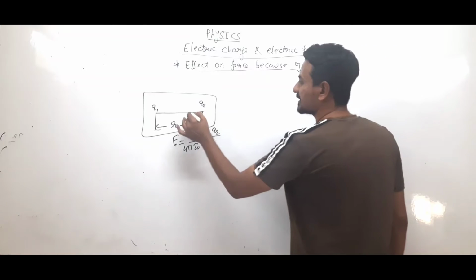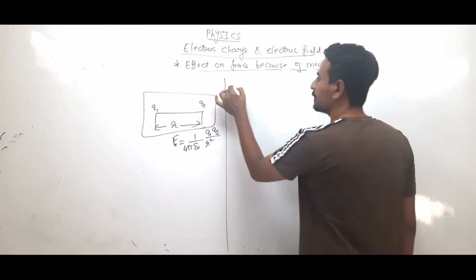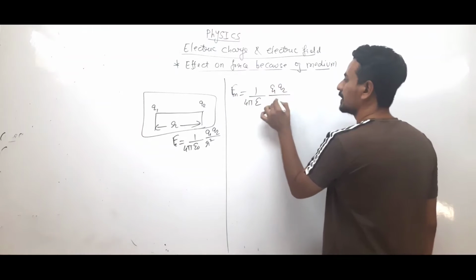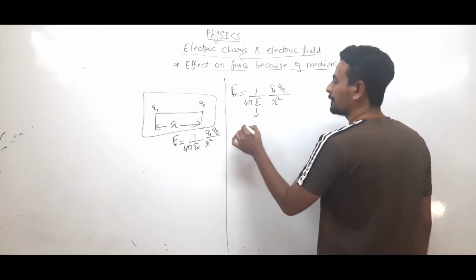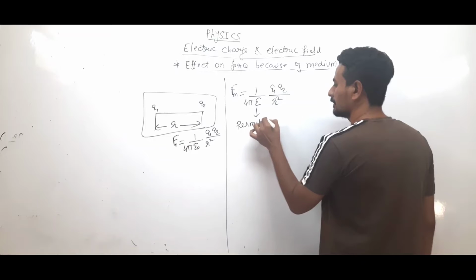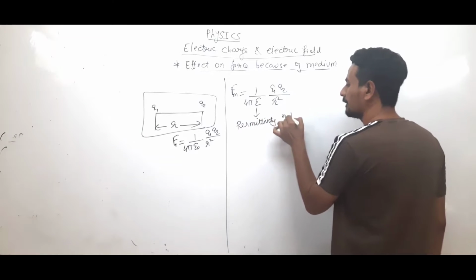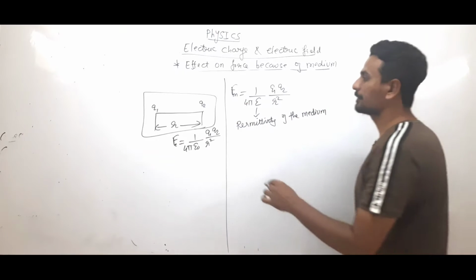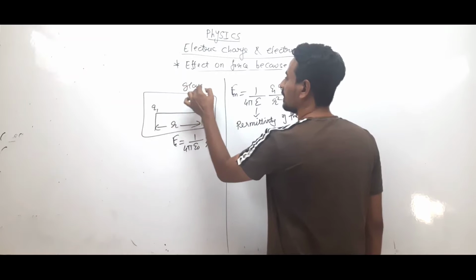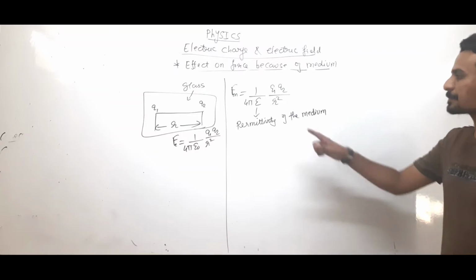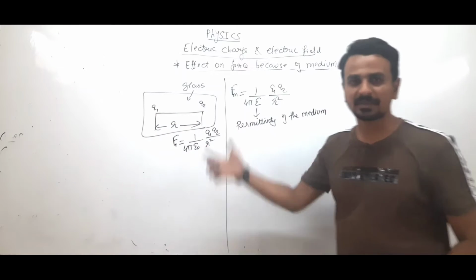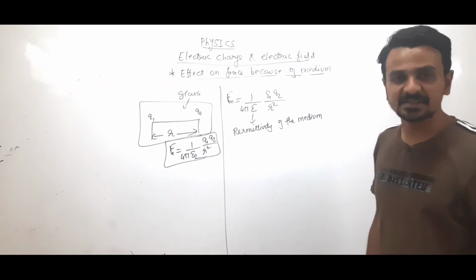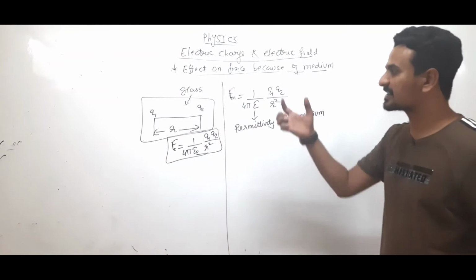So now when the charges are placed in the medium, the force between two charges will be 1 upon 4 pi epsilon q1 q2 by r square. Now epsilon represents the permittivity of the medium in which both the charges are placed. Suppose we take that the charges are placed in the medium of glass. So epsilon will represent the permittivity of the medium, glass. So now let us compare the force when both the charges were placed in air and the force when both the charges are placed in any medium.